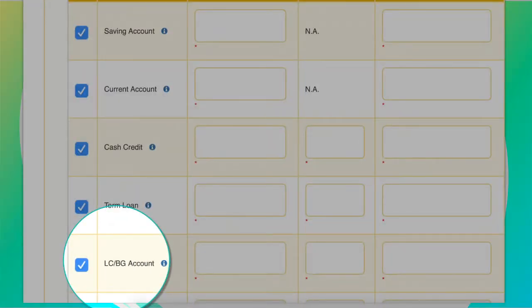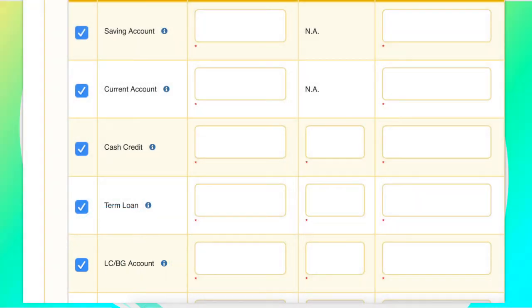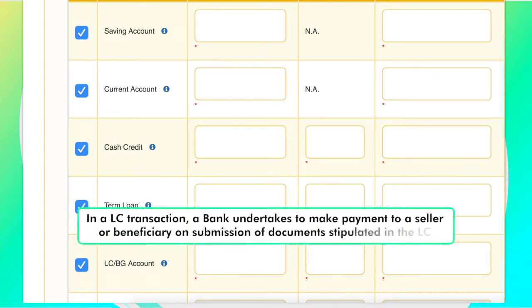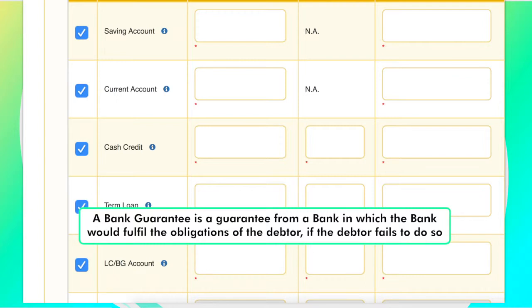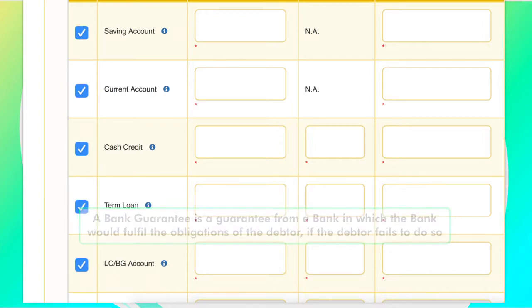Letter of credit or bank guarantee. A letter of credit is an assured form of payment which is widely used by businesses in trade transactions. In an LC transaction, a bank undertakes to make payment to a seller or beneficiary on submission of documents stipulated in the LC. A bank guarantee is a guarantee from a bank in which the bank would fulfill the obligations of the debtor if the debtor fails to do so.